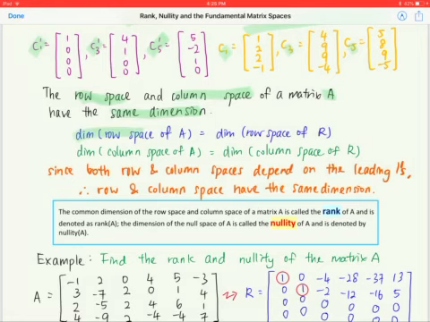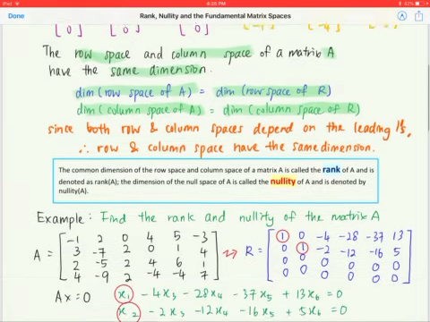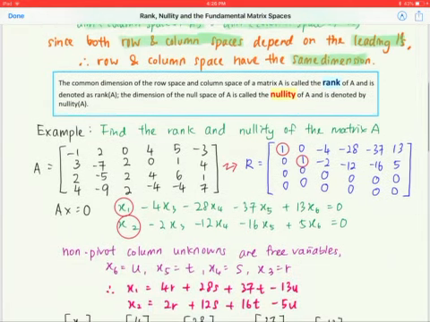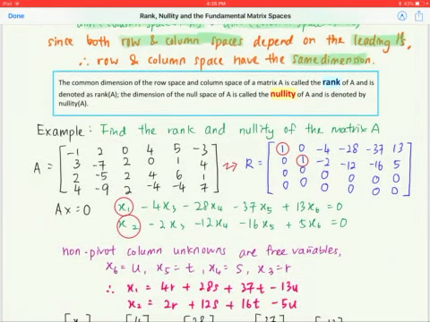So the dimension of the row space of the original matrix A is equivalent to the dimension of the row space of the reduced form R, and the dimension of the column space of A is the same as the dimension of the column space of R. By the way, if you have forgotten the meaning of dimension, the dimension is the number of bases. Since both row and column spaces depend on the leading ones and they have the same dimensions, the common dimension of the row space and column space is called the rank. We have a specific name for it.